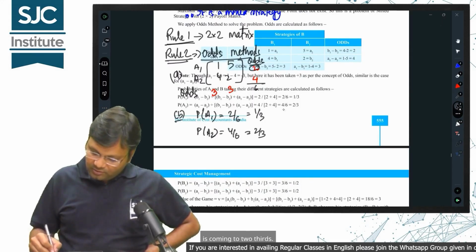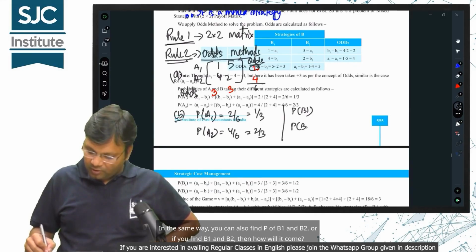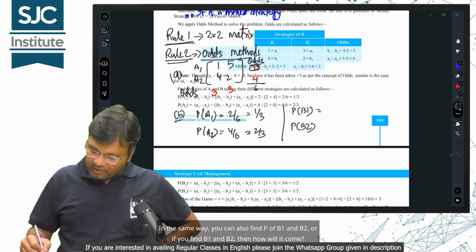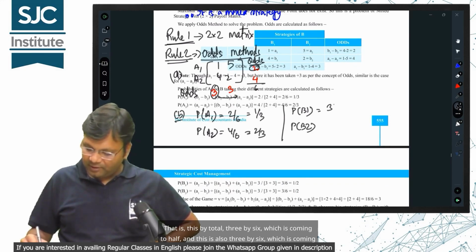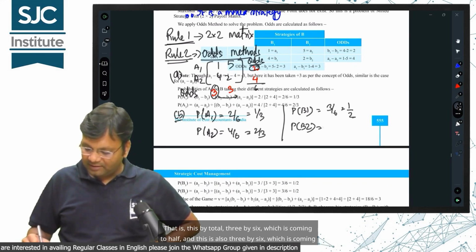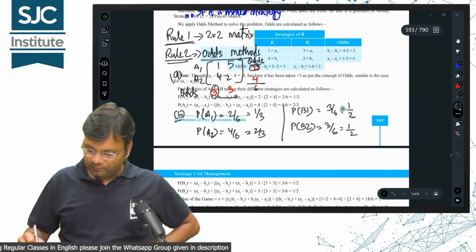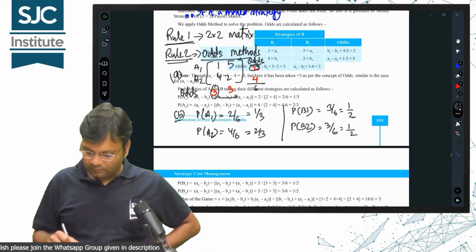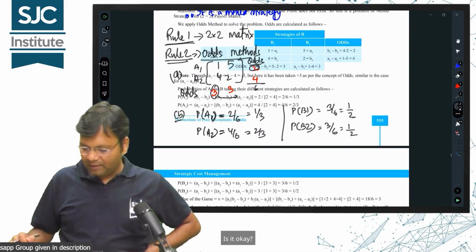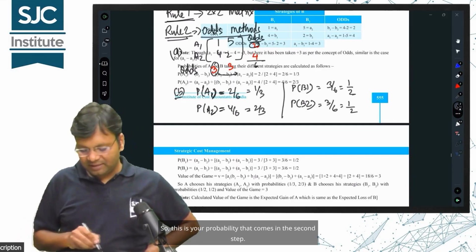In the same way, you can also find P of B1 and B2. If you find B1 and B2, then how will it come? That is, this by total 3 by 6, which is coming to half, and this is also 3 by 6, which is coming to half. Is it okay? So, this is your probability that comes in the second step.